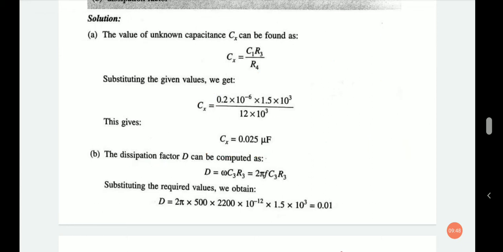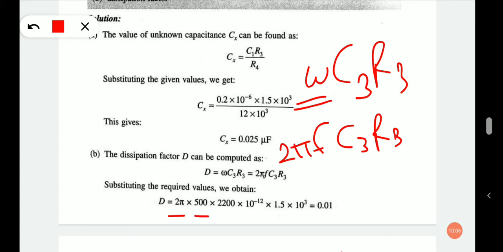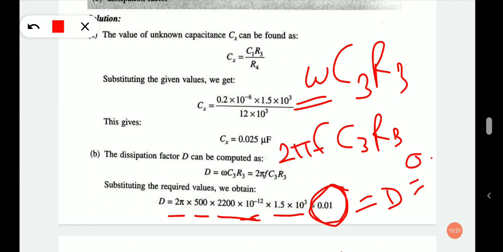The second parameter which we have to determine is the dissipation factor. It is calculated as D equals omega C3 into R3, where omega is 2 pi f. So if we substitute the values, f is 500 hertz, C3 is 2200 picofarad, so 2200 into 10 raised to minus 12, and R3 is 1.5 kilo ohm, so into 10 raised to 3. By calculation we will get the dissipation factor D equals 0.01. So this is the value of the dissipation factor.